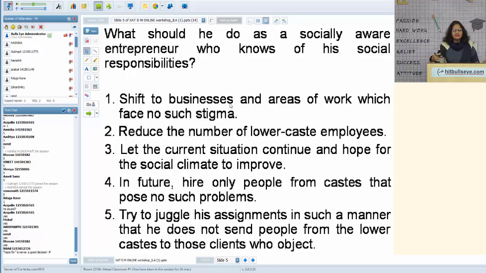Why did he start this business? Because he wanted something where the caste discrimination was not there. And this kind of an option, the first option, is what I call an evading the issue kind of an option.